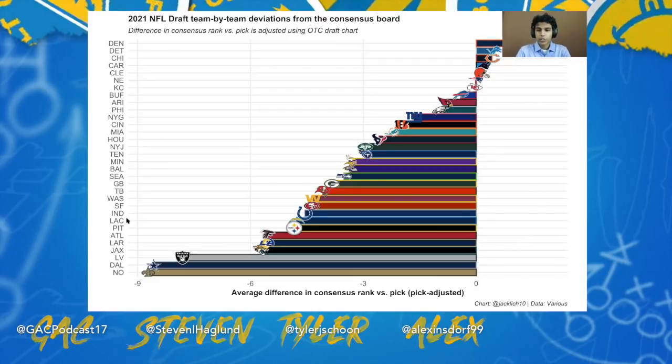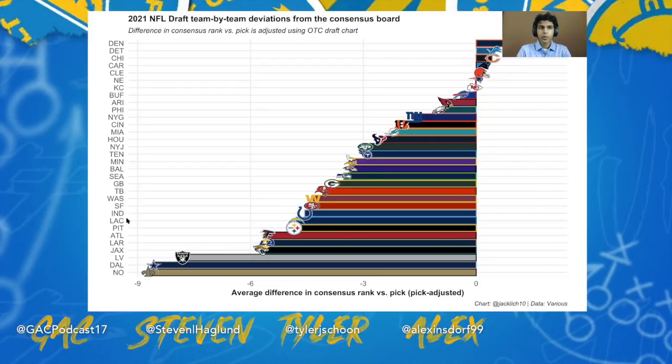I think the Chargers' value here is brought down by the Josh Palmer and Trey McKitty pick. Palmer obviously viewed as like a fourth, maybe early fifth round prospect. McKitty was a fifth, sixth round prospect. But again, there are some deficiencies with the consensus board, right?